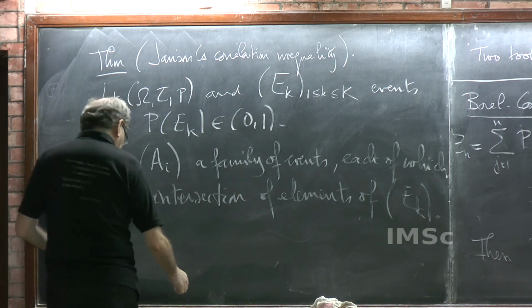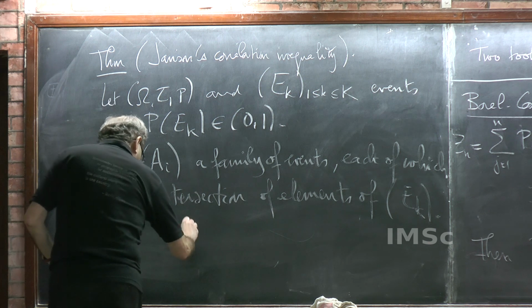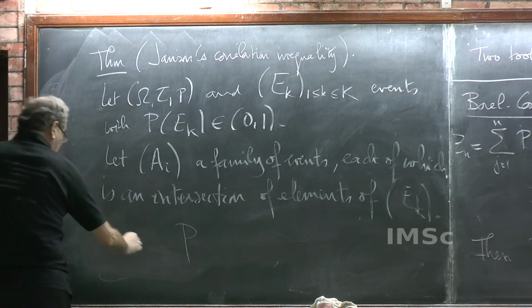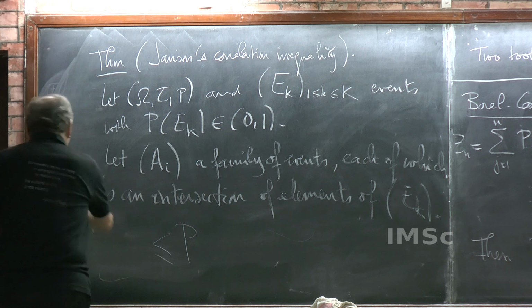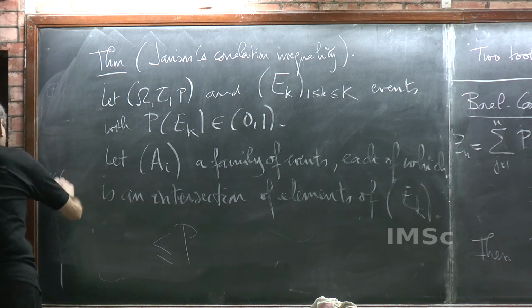And then it tells you the following, that only with that you have, first of all, the lower bound was known before Janson. Technically it is called the FKG inequality.